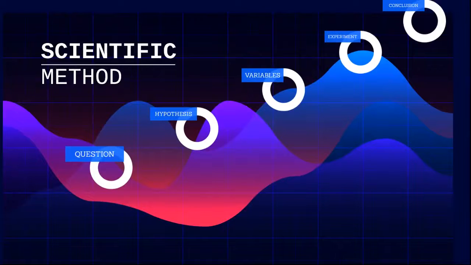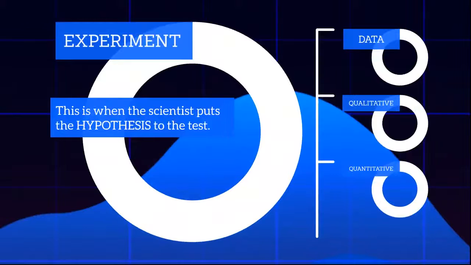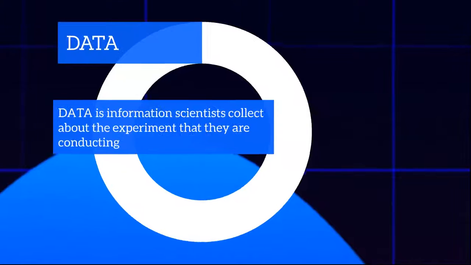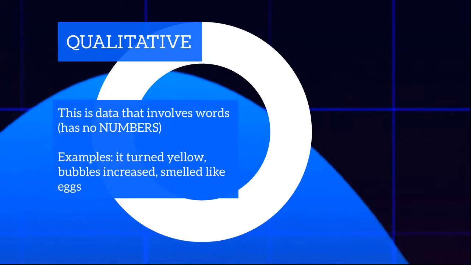So after we've identified the variables, this is all kind of designing our experiment. We move into actually conducting our experiment. This is the fun part of science, I would say. This is when the scientist puts that hypothesis, that educated guess, to the test. When we're looking at data, data is information that scientists collect during the scientific method about the experiment that they are conducting. There are two main types of data.